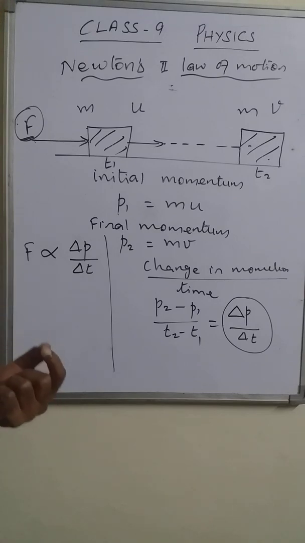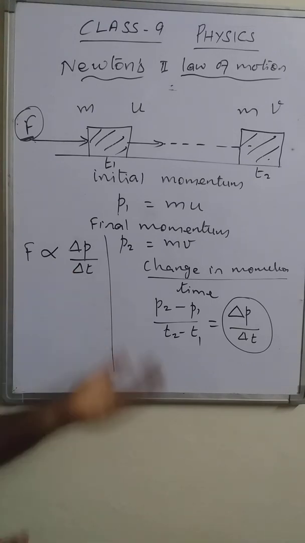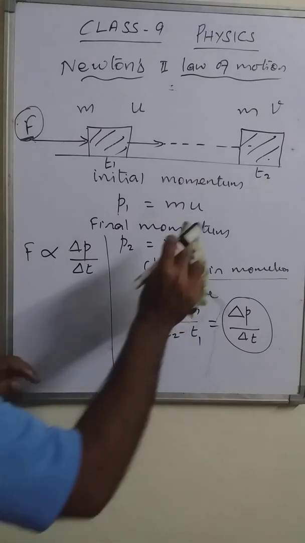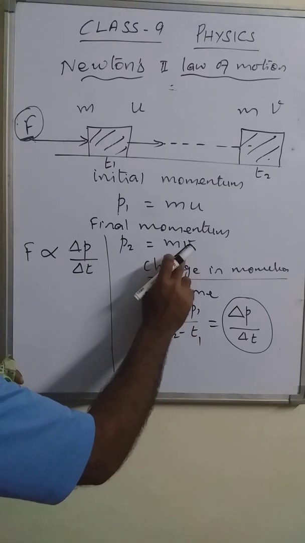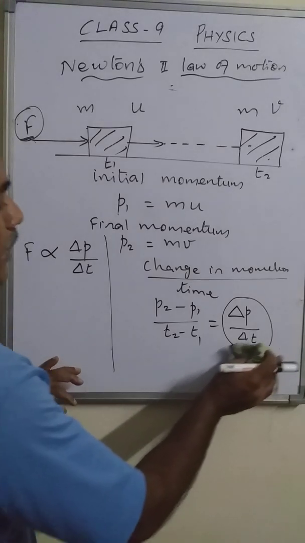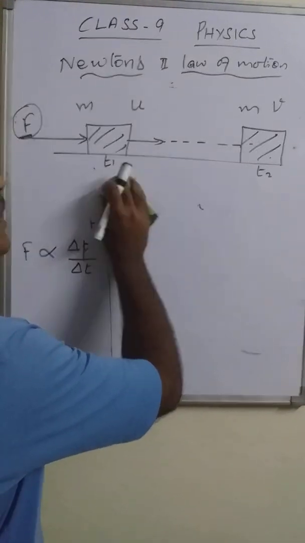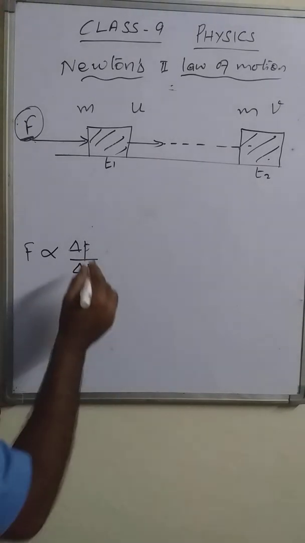This is the basic formula for Newton's second law of motion. From this formula, we are going to obtain the standard formula, the formula which we are going to use. Okay, so delta P means P2 minus P1. P2, the final momentum, is mv. P1, the initial momentum, is mu. Now, here we have written that F is directly proportional to delta P upon delta T, that is, the rate of change in momentum.